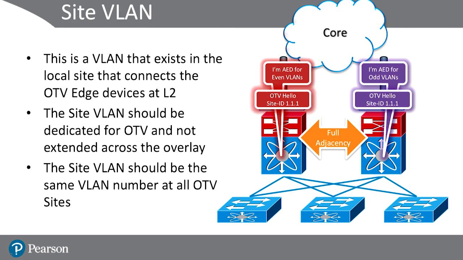Site VLAN: a VLAN that exists on the local site that connects the OTV edge devices at layer 2. The site VLAN is used to discover the other edge devices in the local site and allows them to form an adjacency. Once adjacency is formed, the AED for each VLAN is elected. The site VLAN should be dedicated for OTV and not extended across the overlay. The site VLAN should be the same VLAN number on all OTV sites.